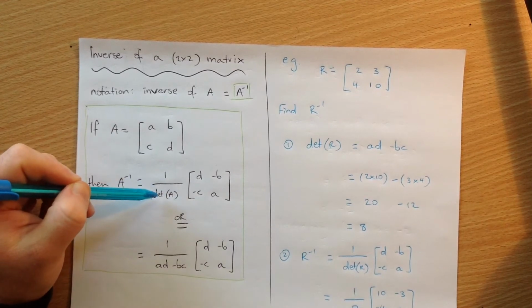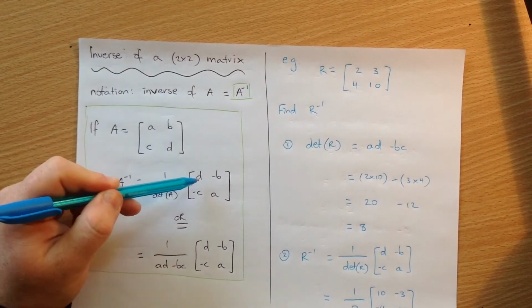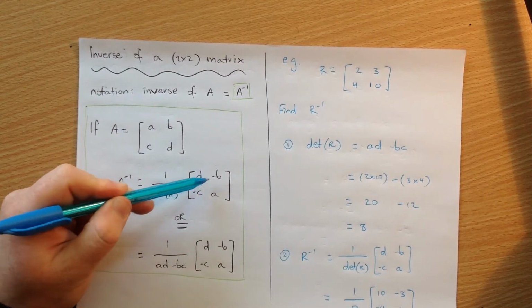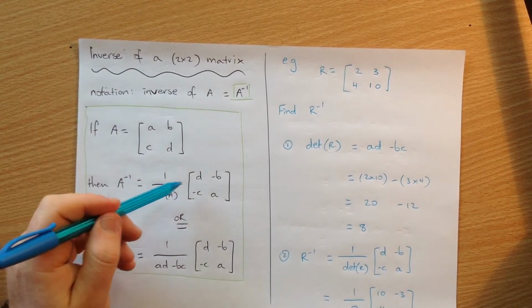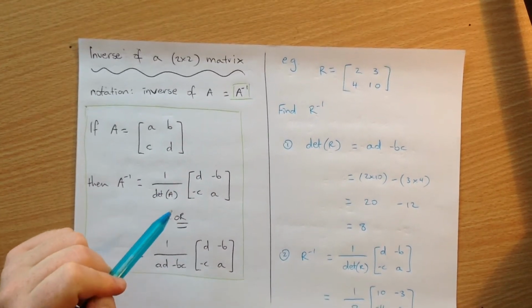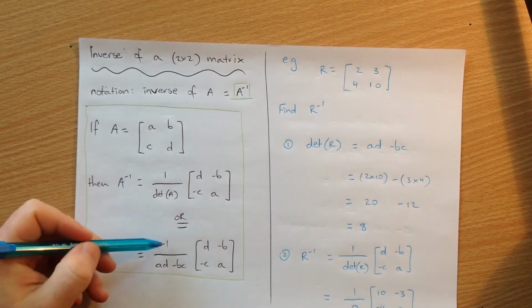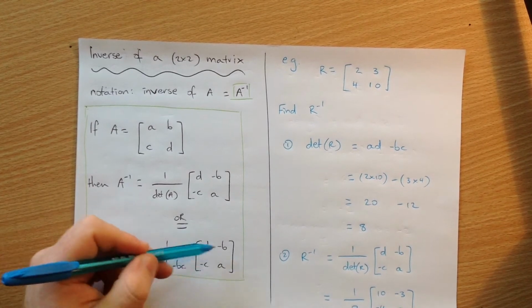1 over the determinant times, I've switched A and D here. You can see A and D have switched around. And then these two became negatives. So negative B, negative C, then A and D flipped. That's what the inverse will look like. It's flipped these bits and then put a determinant at the front. Another way to write that is 1 on AD minus BC. That's the determinant down there, and this is the same.